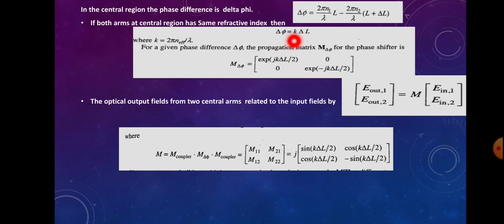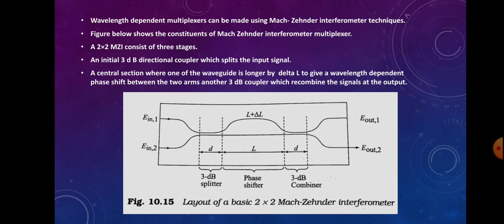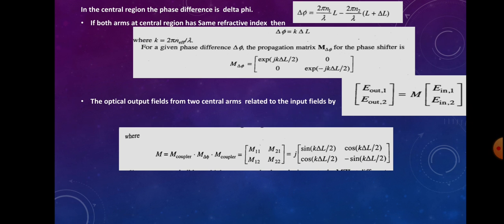So delta phi you can write as k into delta L, where k is equal to 2 pi n effective by lambda. So for a particular phase difference delta phi, when the wave is propagated through that waveguide section, there will be some phase difference associated with it. When the refractive indices are the same, the phase difference delta phi is equal to k into delta L. When that wave is propagating through this path, the propagation matrix corresponding to that phase difference delta phi is given by M delta phi equal to [e raised to j k delta L by 2, 0; 0, e raised to minus j k delta L by 2]. That is the propagation matrix corresponding to the waveguide path, that is, corresponding to the phase difference delta phi.